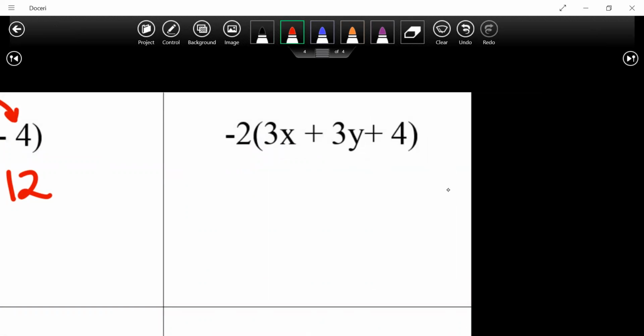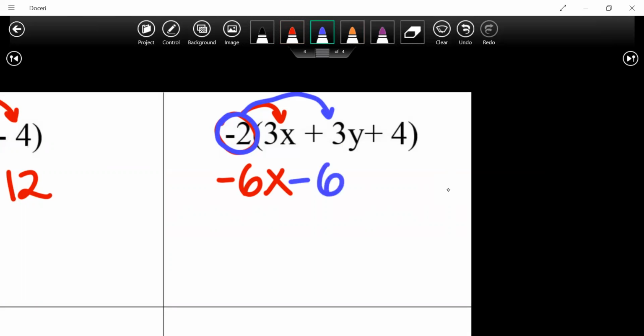The one to the upper right. We're going to take our negative 2, multiply it by our first term, which is going to give me negative 6x. Okay. We're going to take that same outer negative 2, multiply it again to that positive 3y, and get negative 6y. And then we're going to take, again, negative 2, multiply it to our last term, which is negative 8. Okay. We want to be able to see how those are all related.